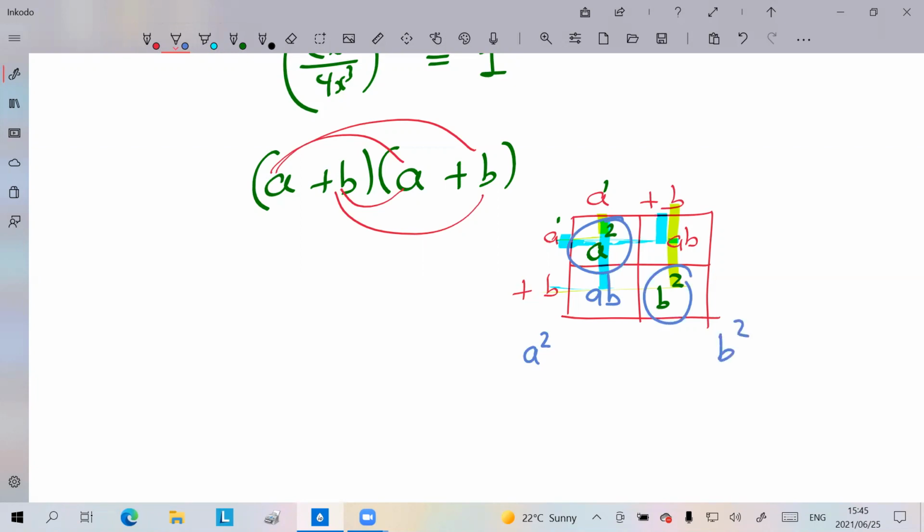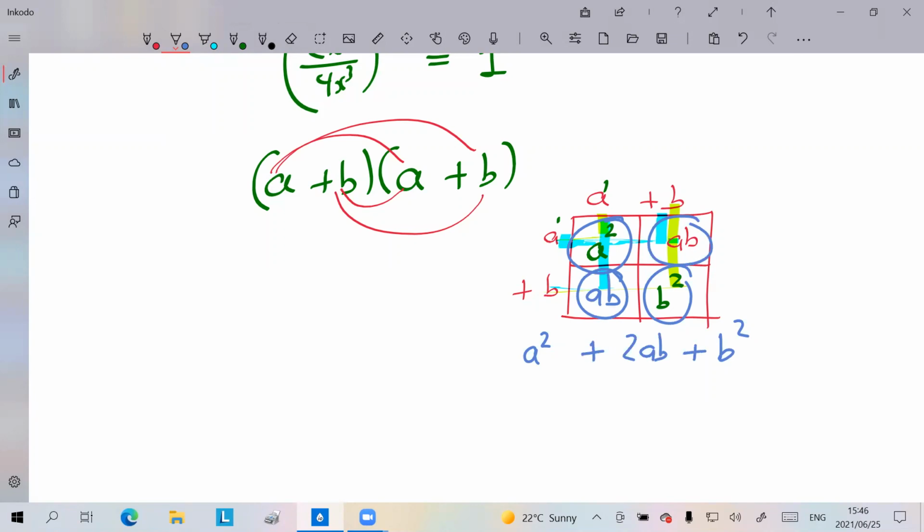But we've got AB, we've got AB, right? Now all these are to be added. So AB plus AB, as discussed before, 2 apples plus 2 apples is 2AB.